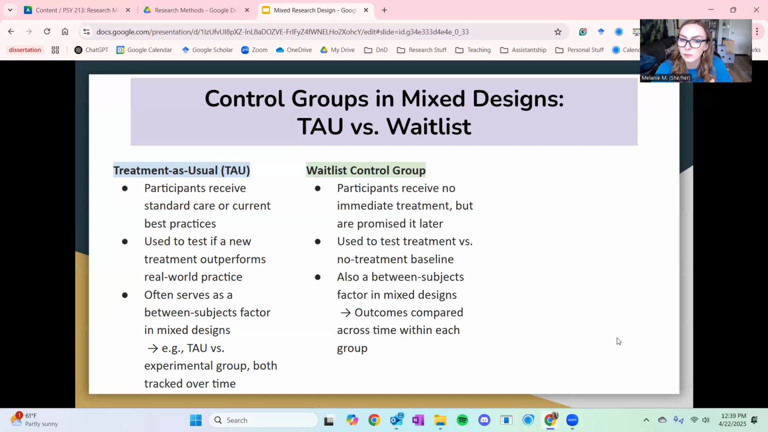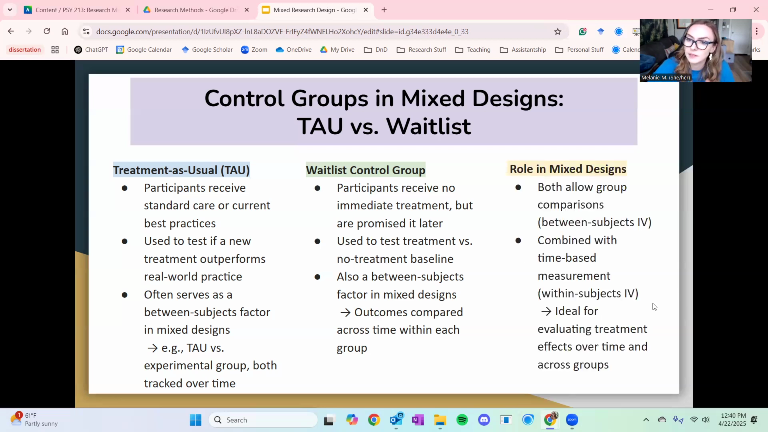So it's used to test that treatment versus no treatment baseline a lot of the time, and it is very common in between subjects and again in these mixed factor designs. And we're able to then compare them across time within each group. So really the two big differences here is that both of them are kind of serving as a control group in different ways, but treatment as usual, we genuinely don't manipulate anything, which means there's going to be a variety of how people are managing whatever symptom or variable we're interested in. Whereas the waitlist control group, we are saying, no, we all want a standard approach of no care for this thing, but later we'll treat you.